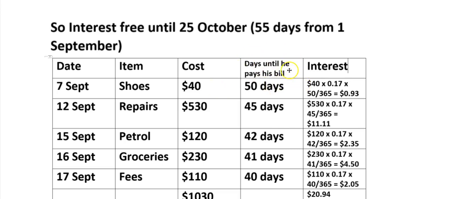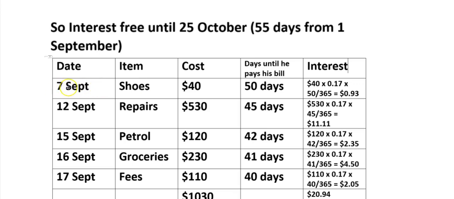Now I've got this column here. Now this column is days until he pays his bill. So he's paying his bill on the 27th of October. This is not days until the 25th of October, because that time has sailed on by. So this is days from when he purchased his shoes until he actually pays the bank back for the shoes.